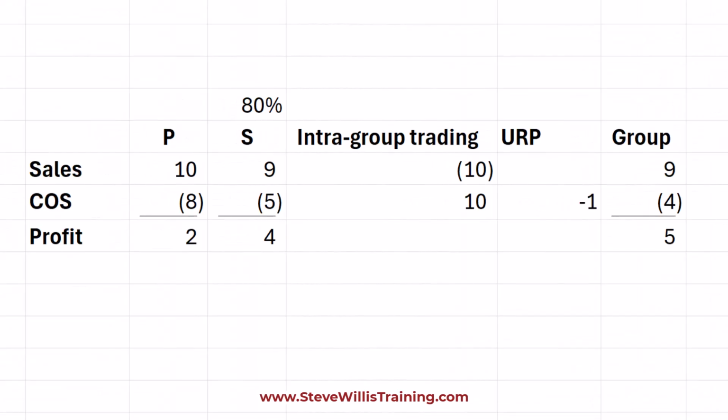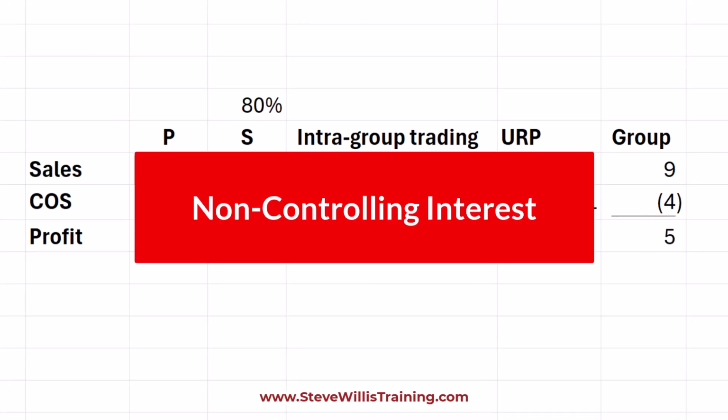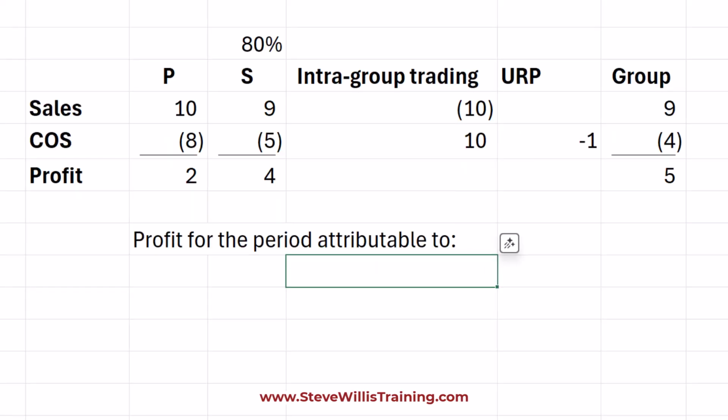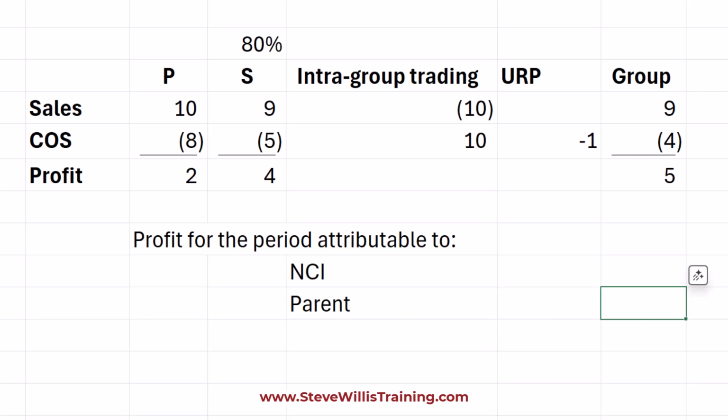This brings us to our final adjustment and how we will be dealing with consolidated statements of profit or loss going forward when we do more comprehensive examples. We will add more information to the bottom, and we're going to make a section called Profit for the Period Attributable to. We're going to add 2 lines below that. We've got the non-controlling interest and the parent. And the division of profits needs to add up to the total group profit.